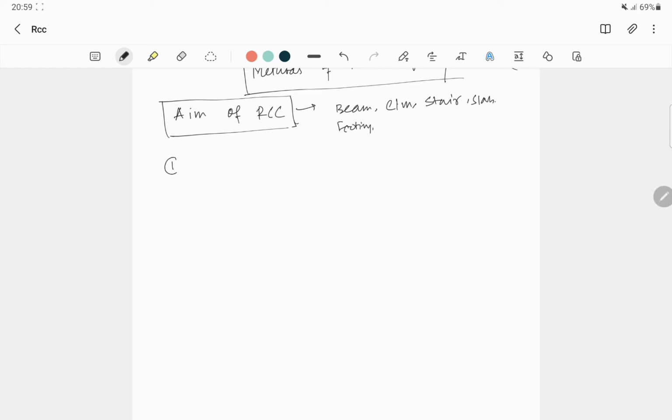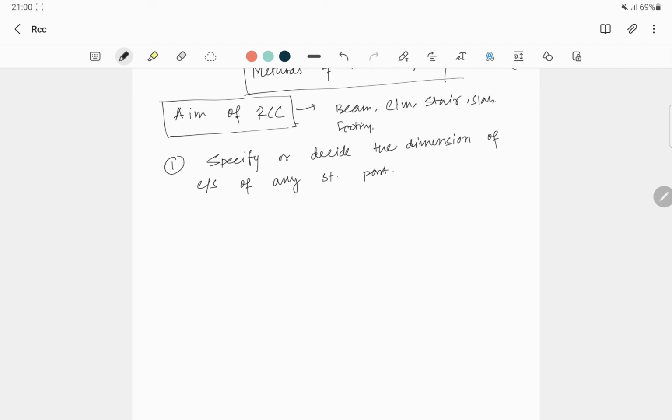Number one, specify or decide the dimension of the cross section of any structural part.